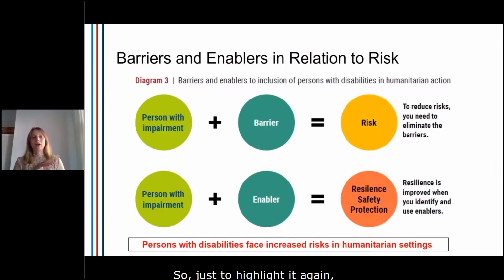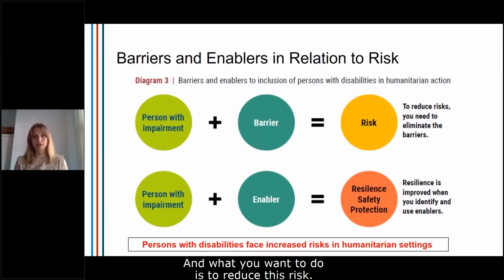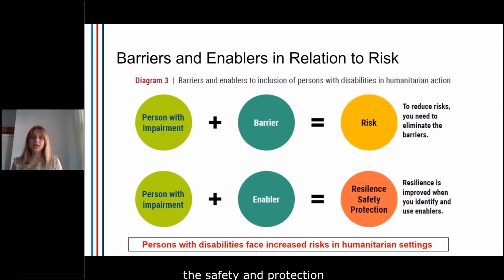So just to highlight it again, a person plus a barrier creates a risk. And what you want to do is to reduce this risk. So you really need to eliminate the barriers, which means finding an enabler to the barrier, so that you can increase the resilience, the safety and protection of a person with impairment, because persons with disabilities might face many risks in humanitarian settings.